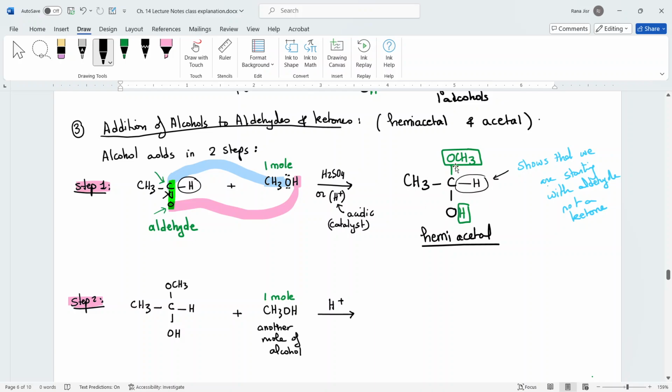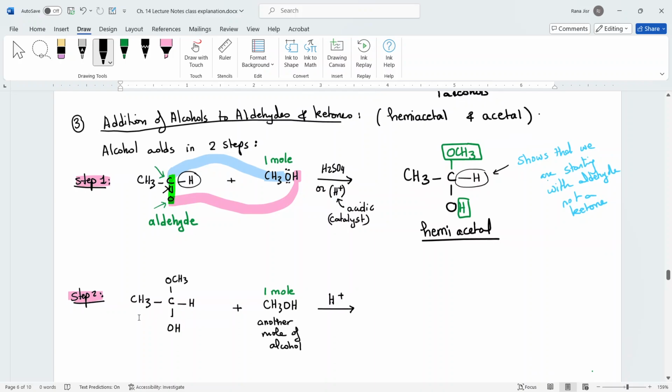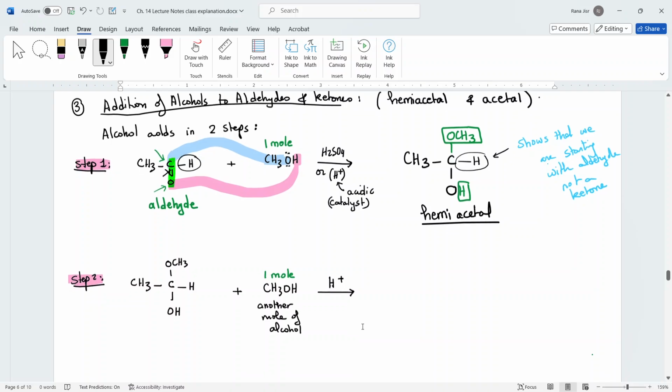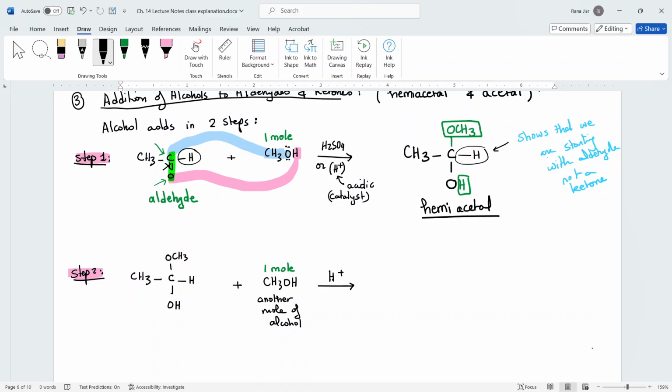So you take the hemiacetal, which is the product of the first step, and put it as a reactant in the second step. This is the same as this one over here, and you react it with another mole of the alcohol. So with the other mole of the alcohol, what are we doing over here? Simply, we are replacing the OH with the OCH3.